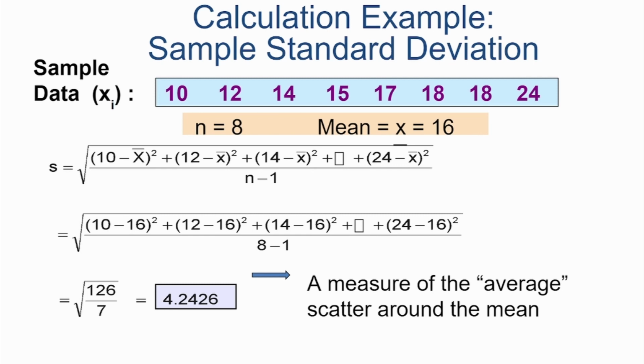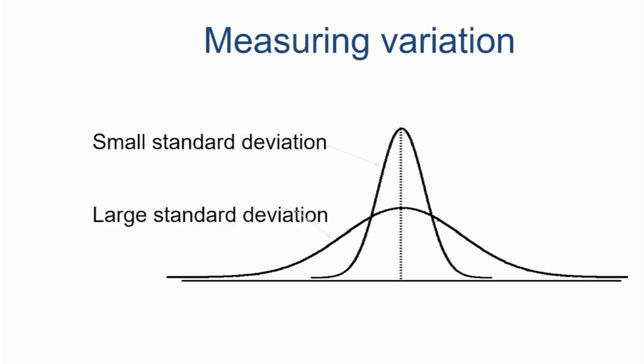So, we have 12, 12, 14, 15, 17, 18, 18, 24. And the dot dot in between includes the squares, which leaves multiple entries. As n is 8, the denominator is 8 minus 1, that is 7, and hence this value. Now, this is what we were trying to tell you, but the standard deviation is different.